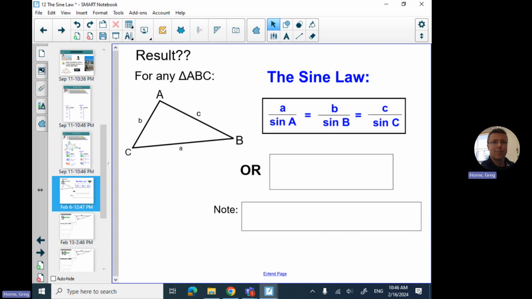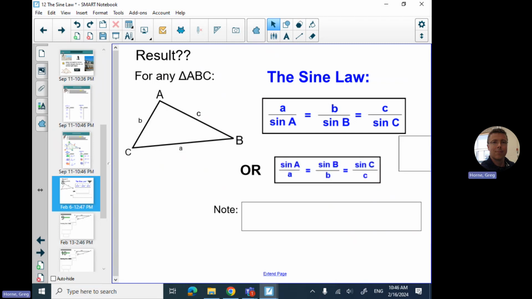We definitely can think of it this way as well. What we're going to be doing is if I'm looking for side A, I'm going to start with A on the top. If I'm looking for angle A, then I'll start with sine of angle A on the top, and same for any of the other letters. That's what I'm going to show you to do, just to make it easy to use sine law.